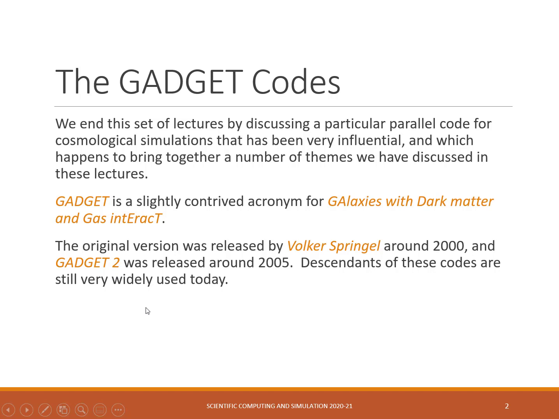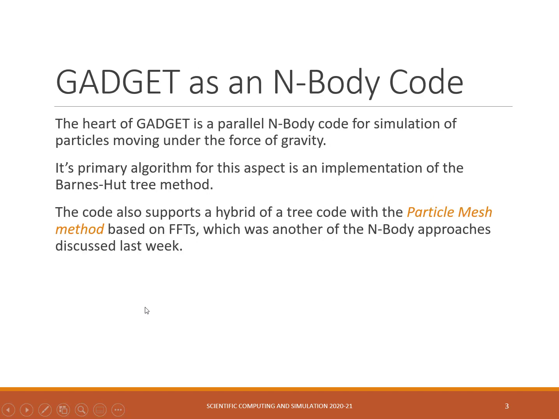This tool is used to simulate a wide array of astrophysical problems ranging from colliding and merging galaxies to the formation of celestial bodies in the universe. Last week, we studied the n-body problems. It is interesting to note that in the heart of GADGET, we have a parallel n-body code computing gravitational forces. The code supports both particle mesh and Barnes-Hut methods for the simulation of particles moving under the force of gravity.